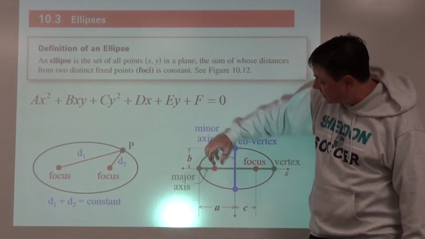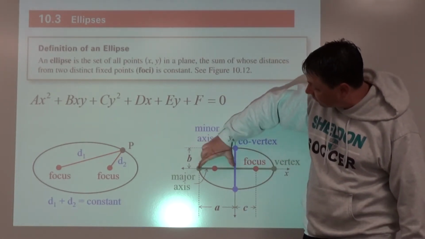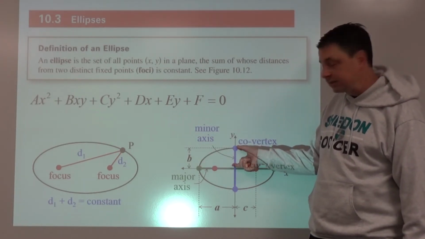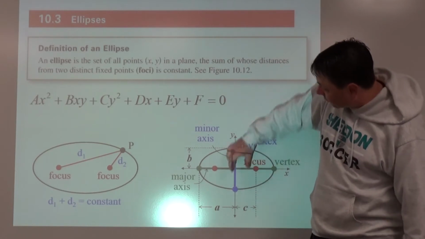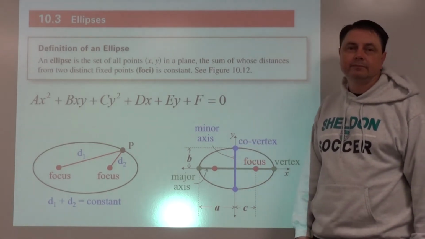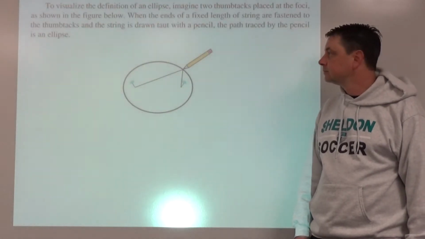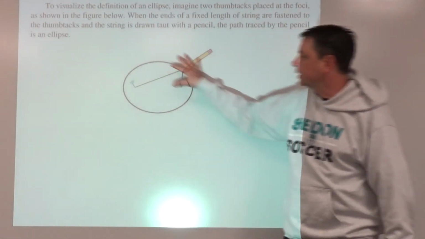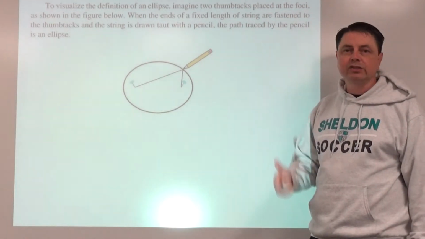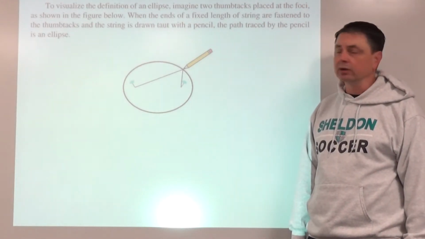The distance from the center to the vertex is a. The distance from the center to the covertex is b. And the distance from the center to a focus is c. And again, here we're talking about how you can use a tack and string and pencil to draw your ellipse.